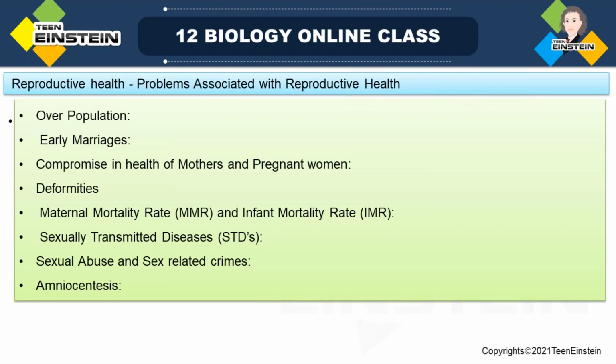They are overpopulation, then early marriages, then compromise in health of mothers and pregnant women, then deformities, then maternal mortality rate and infant mortality rate, then sexually transmitted diseases, STIs, then sexual abuse and sex-related crimes, then amniocentesis. So all these problems are associated with reproductive health. We'll go through them one by one.